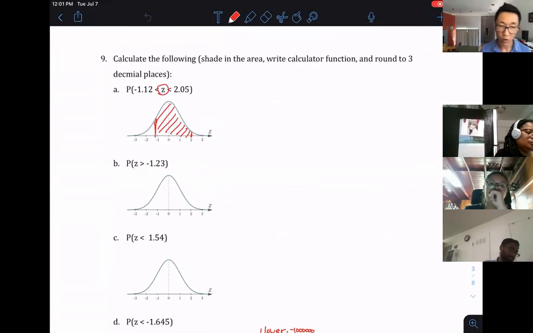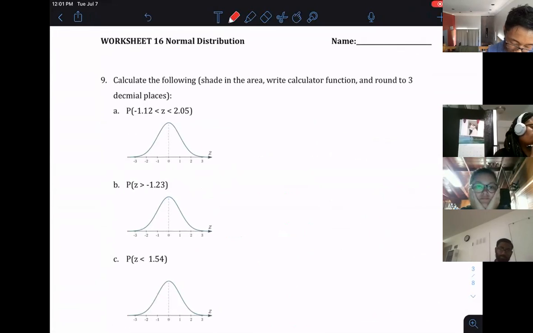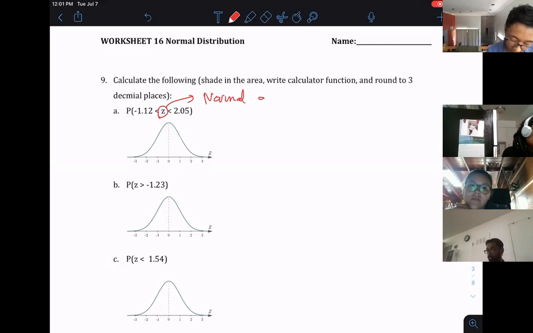Like, just pick one, or is it a particular one? So first of all, I noticed that they're using the letter Z. This means normal distribution, standard normal distribution.